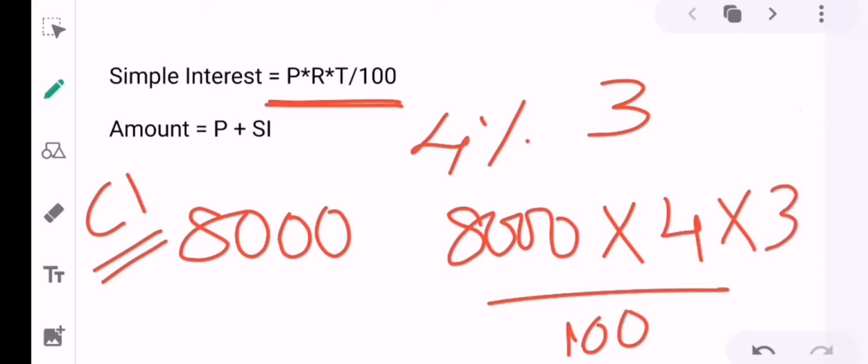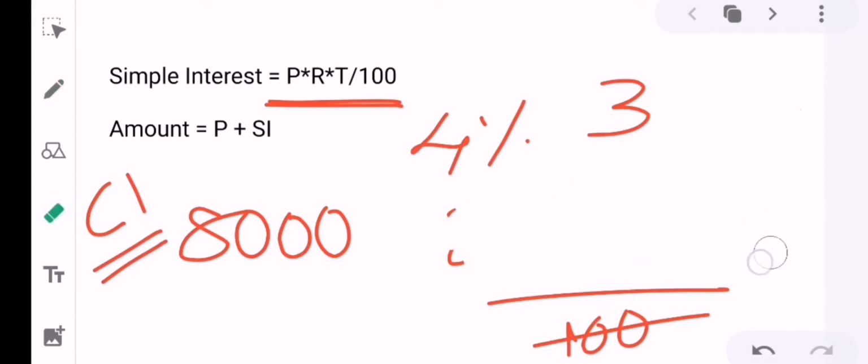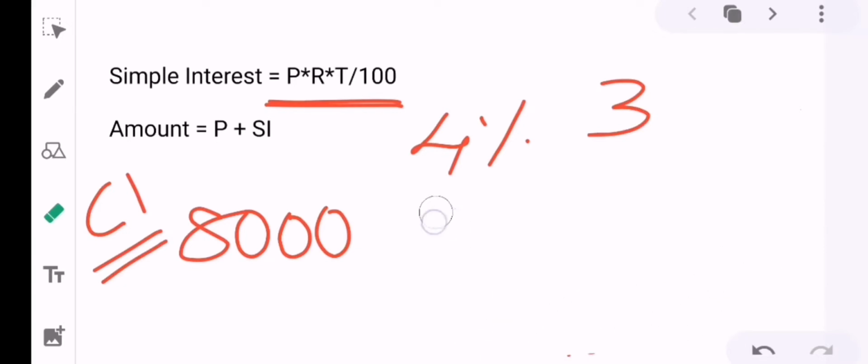We are going to get 32 into 3, that is 96,000. The 00 and the 00 get cut, so you get 3 into 4, that is 12. 12 into 8 is 96, right? So that's going to be 960. The interest that is going to accrue here is 960.